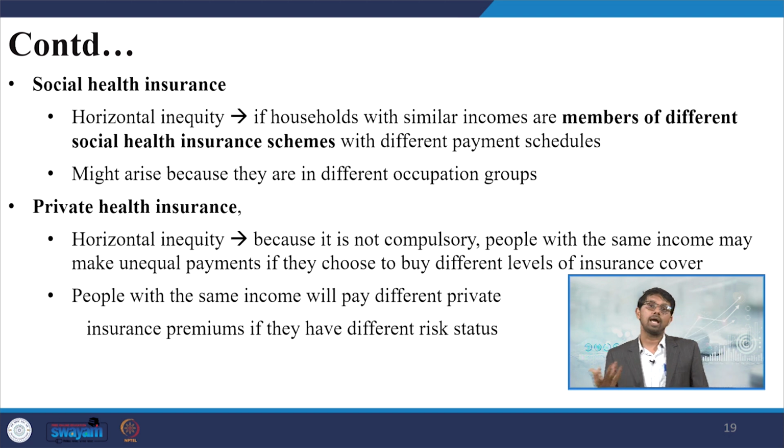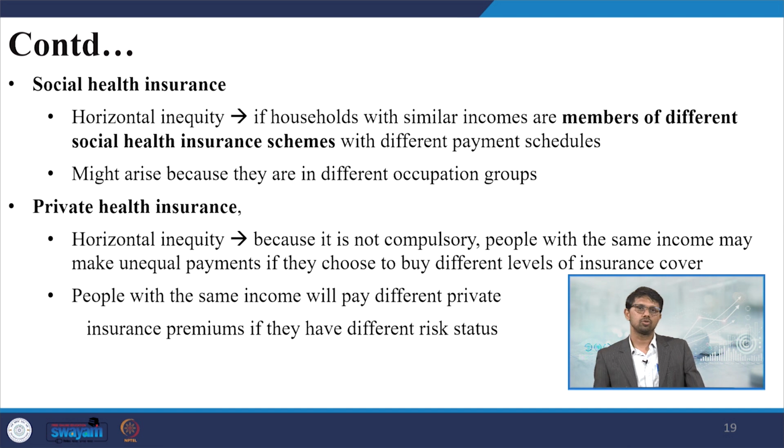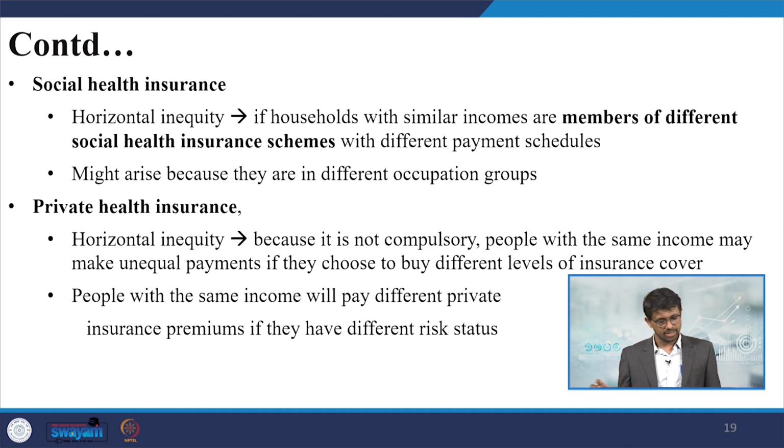Now, coming to private health insurance, horizontal inequity occurs because it is not compulsory, and people with the same income may make unequal payments if they choose to buy different levels of insurance cover. People with the same income will also pay different private insurance premiums if they have different risk status. Hence, that is to a large extent defined as horizontal inequity.